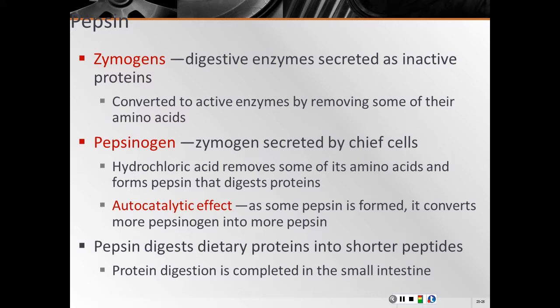Because pepsin digests protein and pepsinogen is a protein, pepsin has an autocatalytic effect. As some pepsin is formed, it converts pepsinogen to pepsin. Now the ultimate function of pepsin is to digest dietary proteins to smaller chains that are then completely digested in the small intestine.